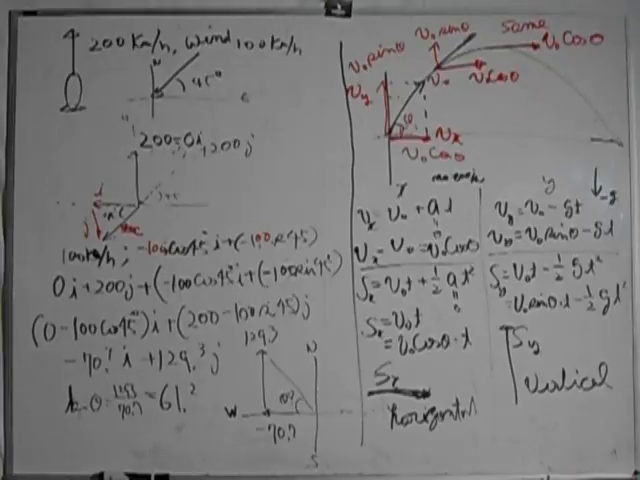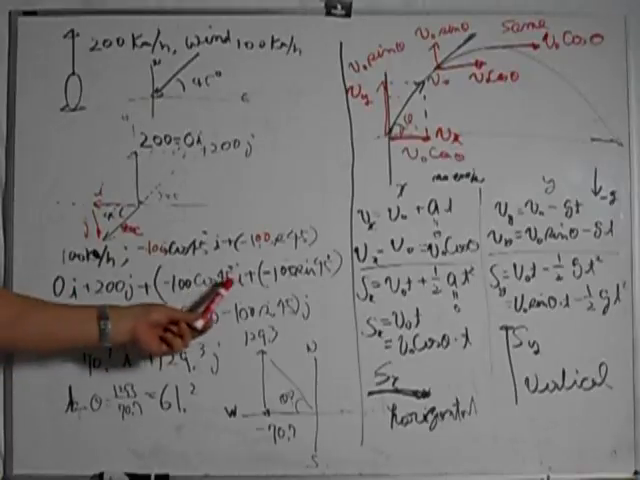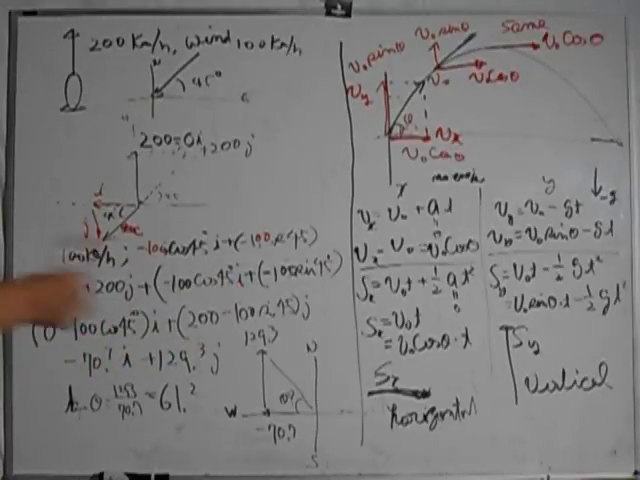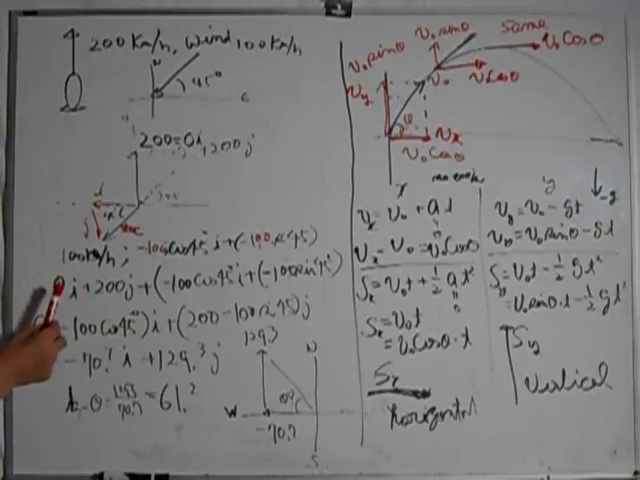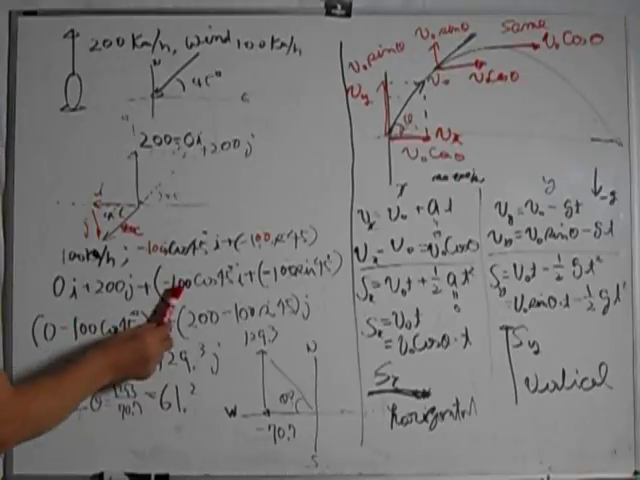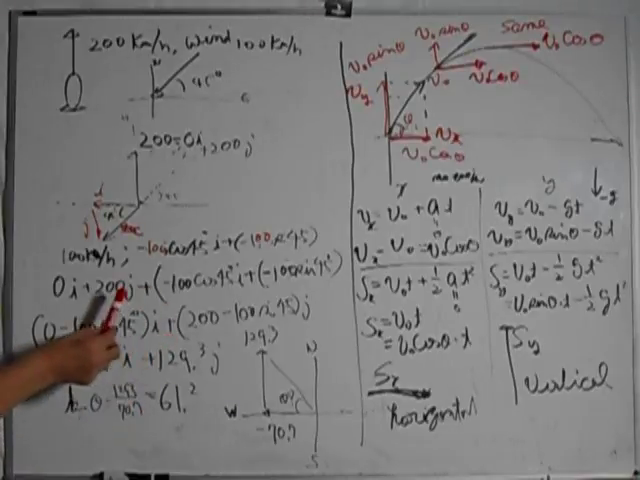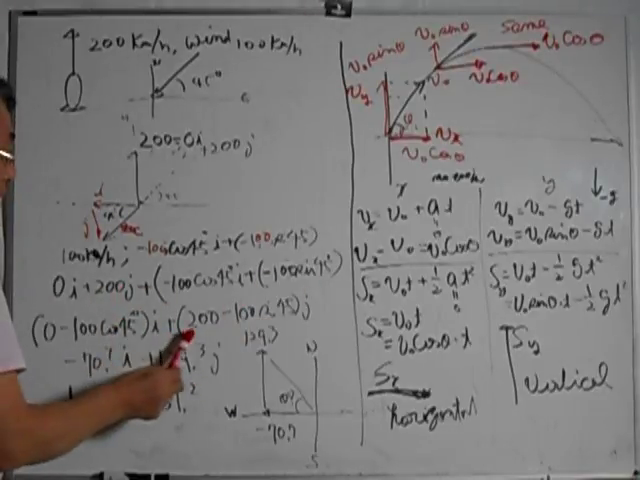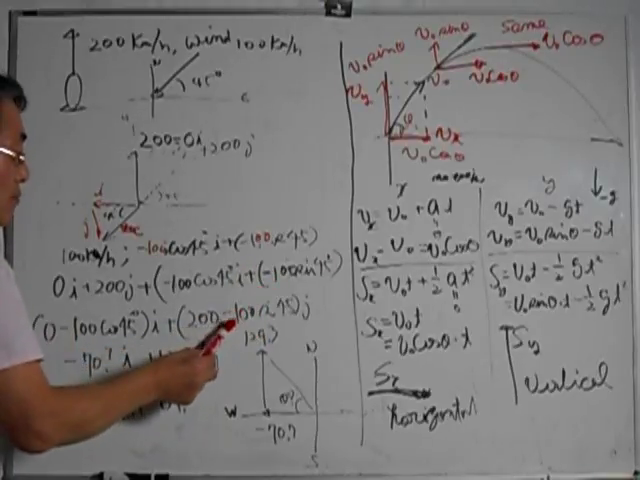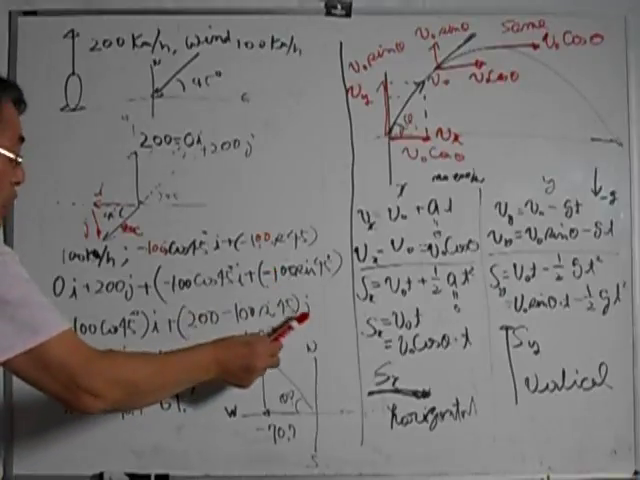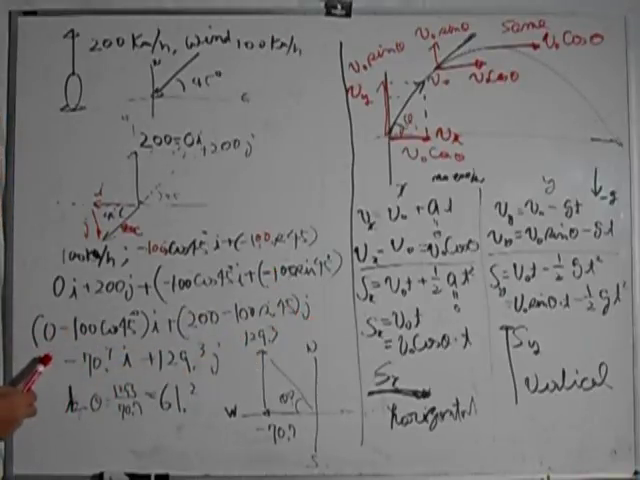Okay, so right there I'm simply adding this one. So i is the x direction. So we're going to congregate the i's only, gathering i's with i's. So 0 minus 100 cosine 45, this is the i direction, and we're going to add the j direction right there. So 200 minus, this is going to be a plus times minus, so minus 100 sine 45 j direction. So once you add this, 0 minus 100 times cosine 45, you can figure it out.